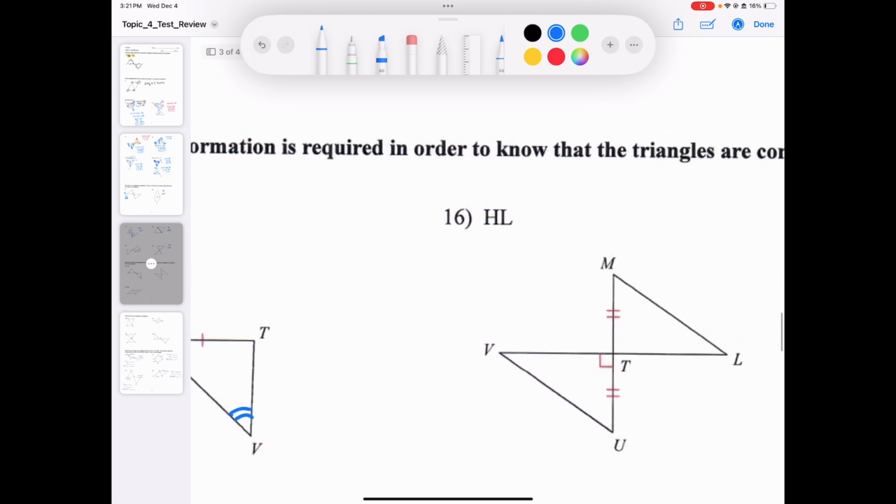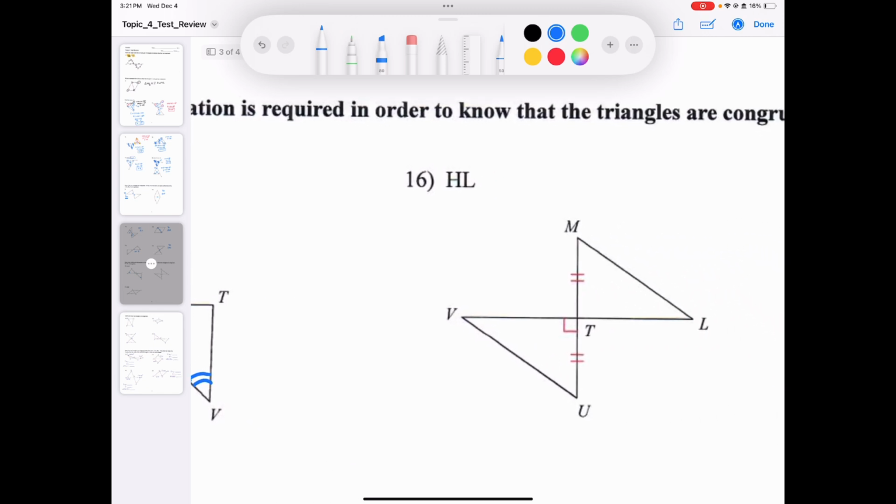Number 16 wants hypotenuse leg. So I'm going to mark this vertical angle. So there's that. We've got a leg. So we just need to mark the hypotenuses as congruent. Could either give it 1 or 3. I picked 3 for some reason. Who knows?